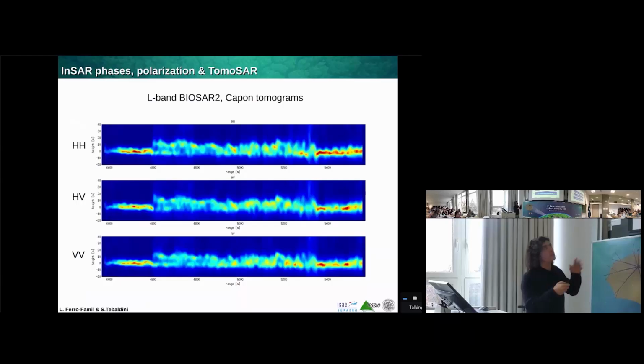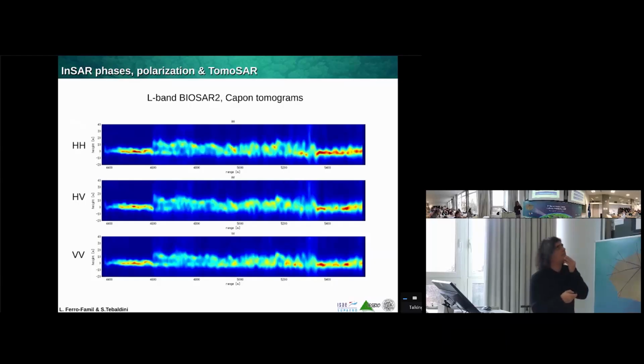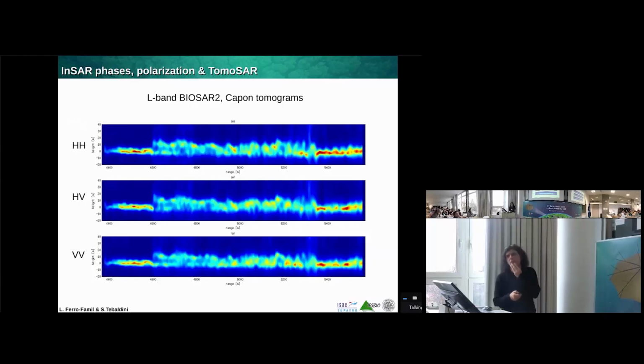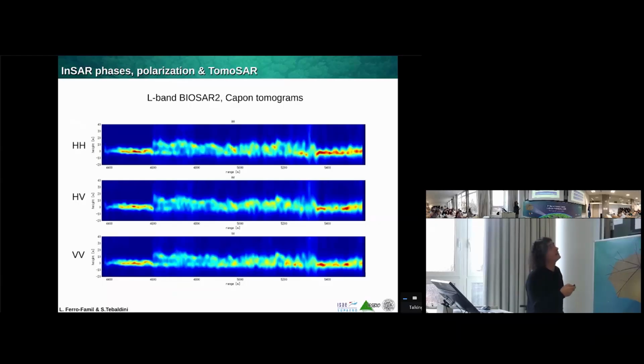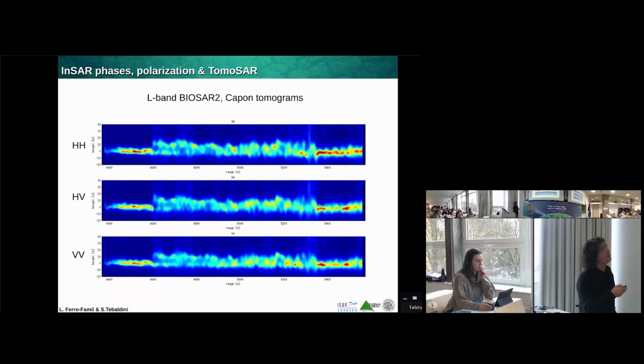And I will conclude on this analysis here. These are tomograms performed on a boreal forest at L-band, in a forest located in Sweden, measured in the frame of the BioSAR2 campaign sponsored by ESA. This is a profile here, where you have no forest, and again no forest at the end. And these tomograms were performed at 3 polarizations.